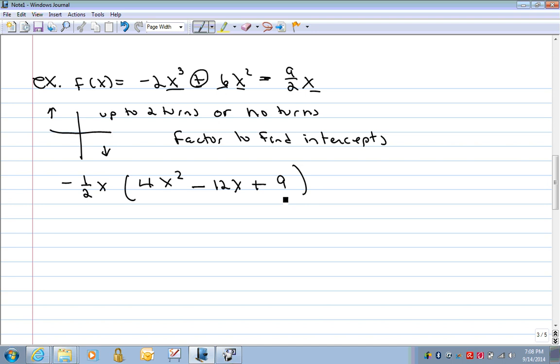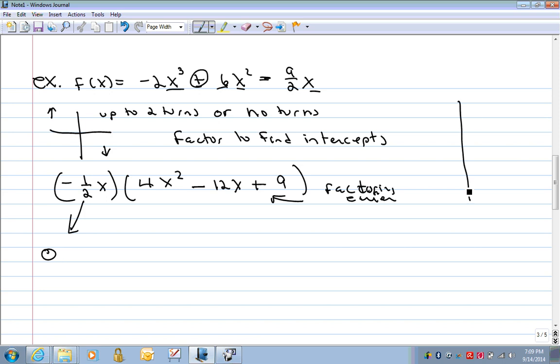That makes my factoring of this, oh, I'm not writing very well, sorry about that. Okay, so this makes my factoring here easier. Now this is a factor, and you already know that this factor set equal to 0 would have to be 0. So there's one of our zeros right now.